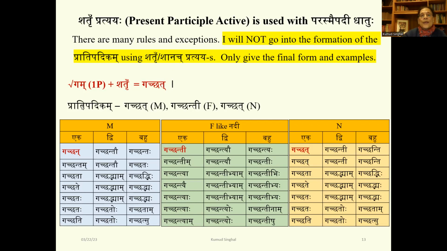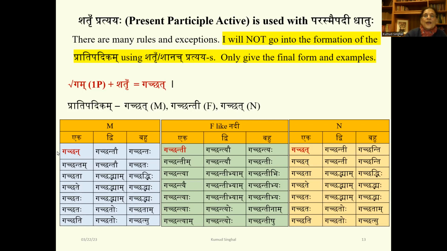Right? Since it is an adjective, in the masculine it will decline like Gachat, in feminine it will decline like Gachanti, and in neuter it will decline like Gachat. So for masculine, you will have these 24 forms. I haven't given the Sambodhana. So you will have these forms: Prathama Vibhakti, Dutiya, Tritiya, Chaturthi, and so on.